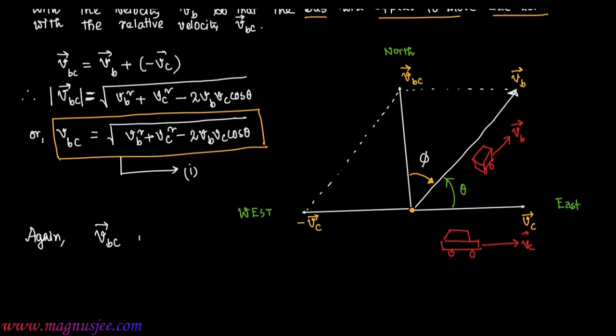Again, vector Vbc is at an angle phi with the direction of vector Vb.